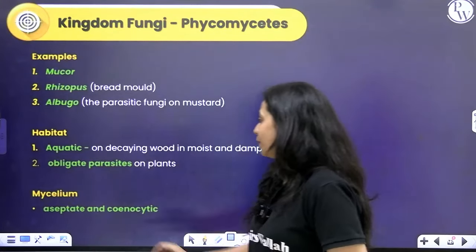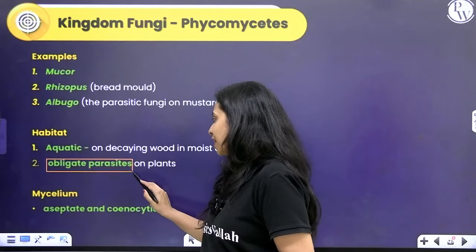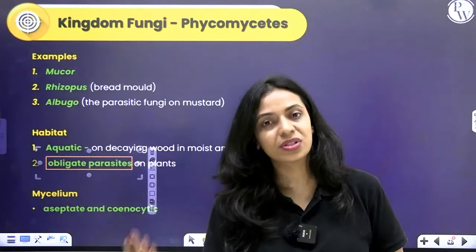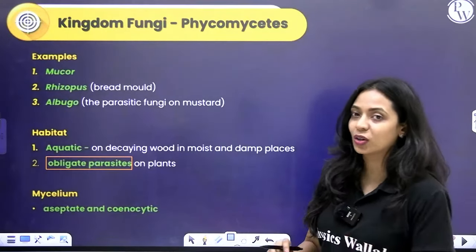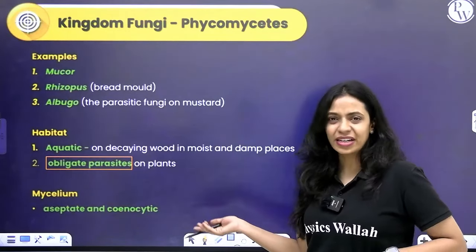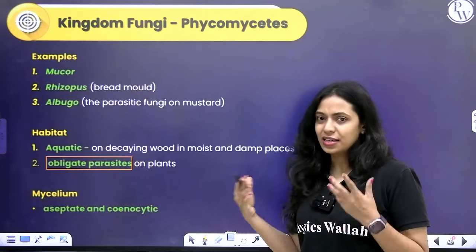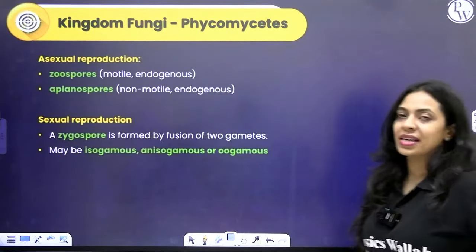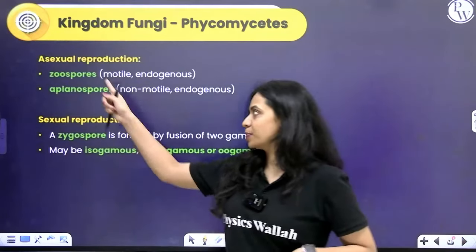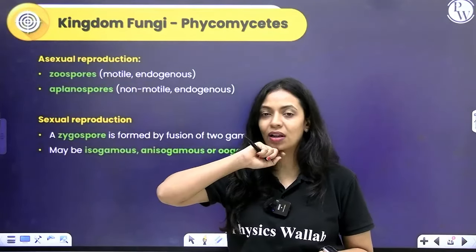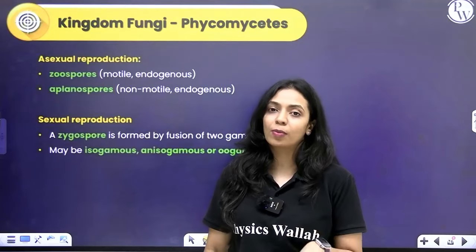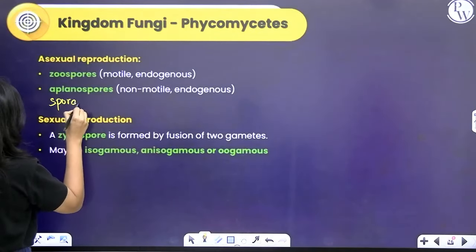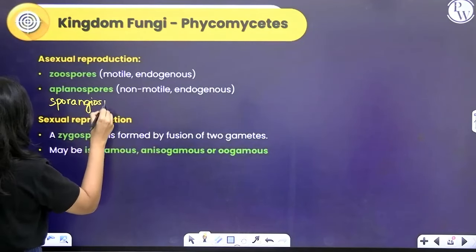Some of them are obligate parasites on plants, which means they 100% mandatorily require a host plant. Without the host, it cannot survive at all. So that is why we call them obligate parasites. As I already said earlier, this is aseptate. If it's aseptate, then obviously it will be cenocytic, right? Now let's move on. How does asexual reproduction take place here? It takes place either in the form of asexual zoospores or in the form of aplanospores, which are nothing but sporangiospores. This is another name for sporangiospores.